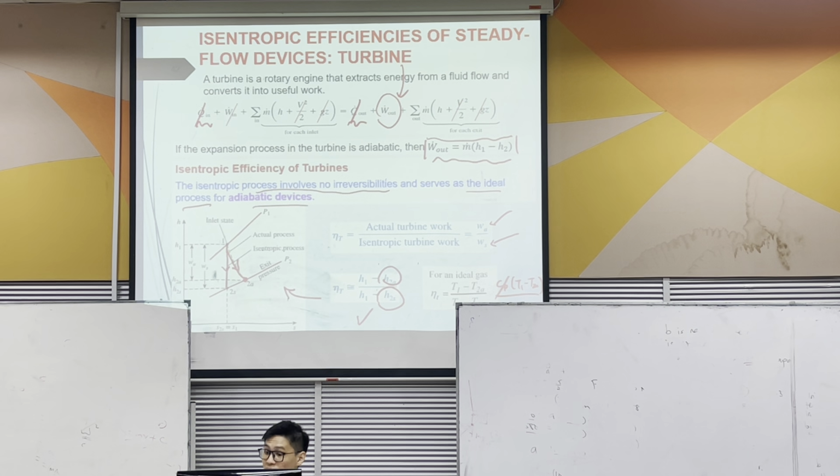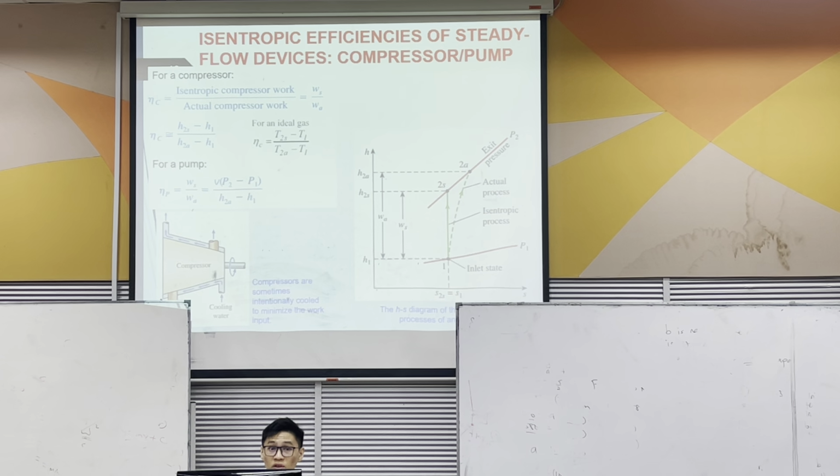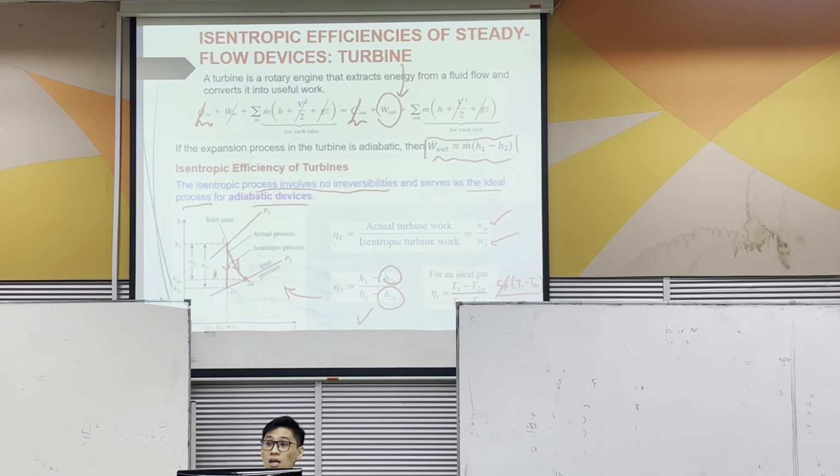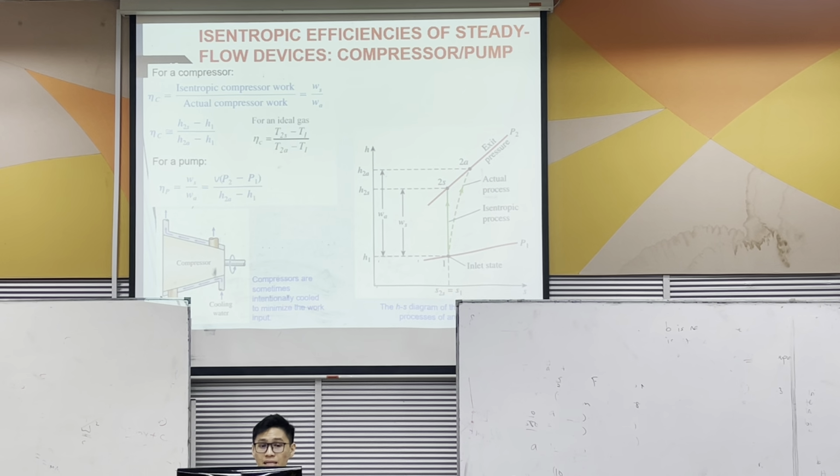Then we cancel these two off, so it's just a change difference in the temperature. Okay, so this is the case for a turbine. Then let's say we look at compressor and pump. So again, turbine is the expansion process. Compressor and pump is a compression process.